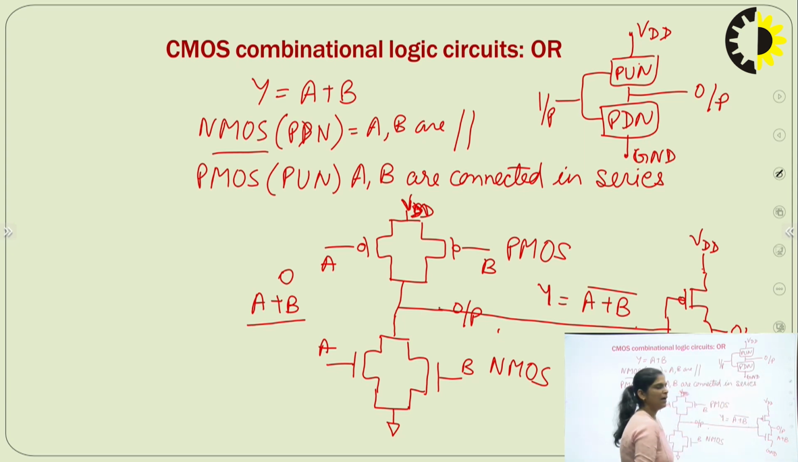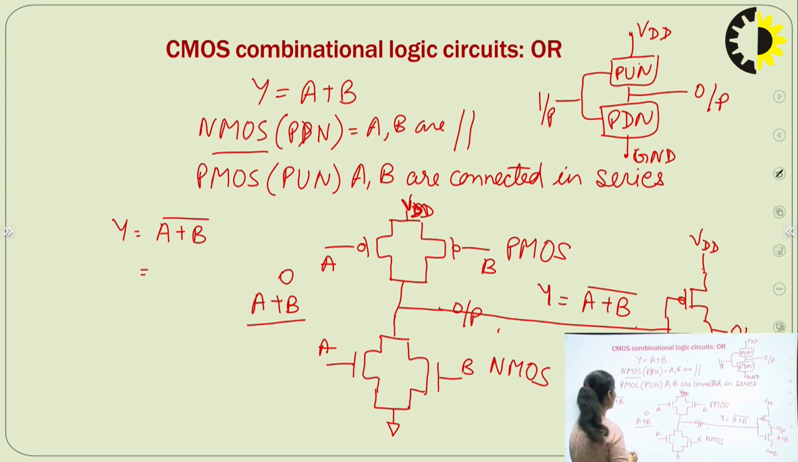Okay. The first option is this one, and the other option is that for Y equal to A plus B, you first convert it to Y equal to ((A plus B) whole bar) whole bar. So for (A plus B) whole bar, apply De Morgan's theorem and you get A bar dot B bar. So here you can give inputs A bar dot B bar and you will get output in the form (A plus B) whole bar. Okay.